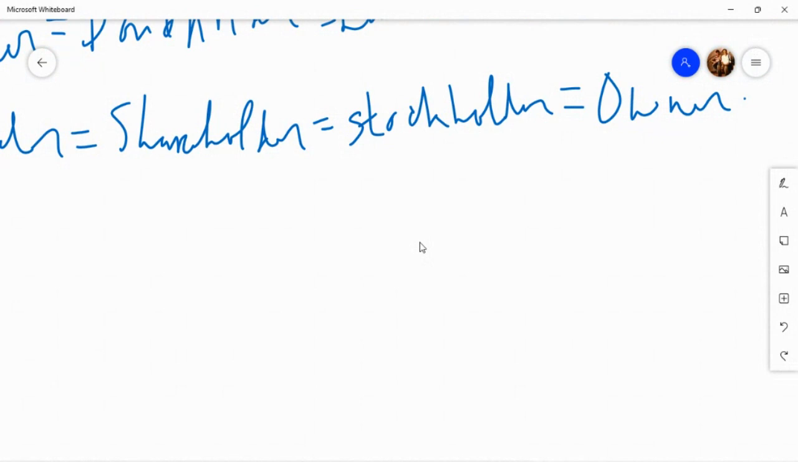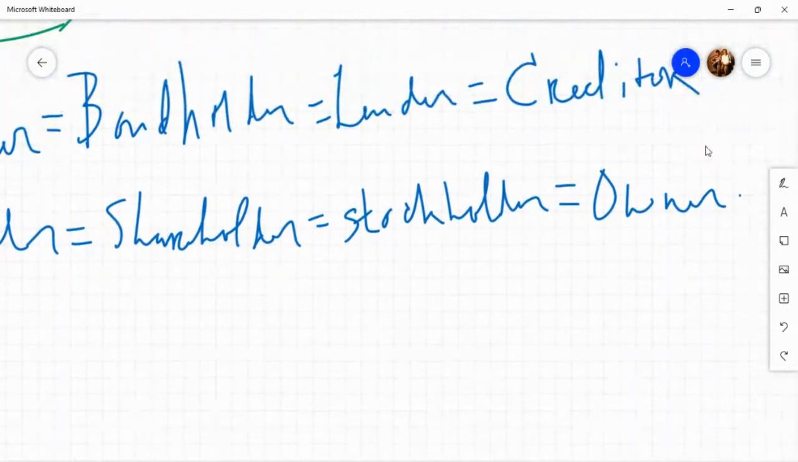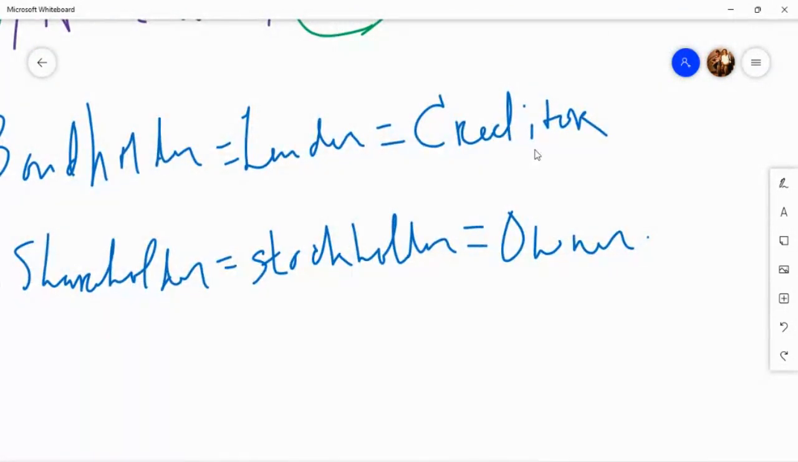But the lender doesn't take the fall, right? The lender will get fixed income, which is interest, whether the business does well or not. But if the business fails, the lender will have a claim, because the lender hasn't got their principal back.